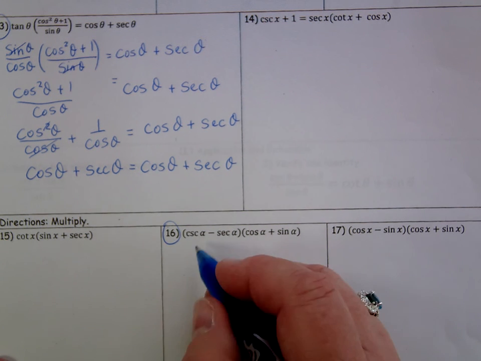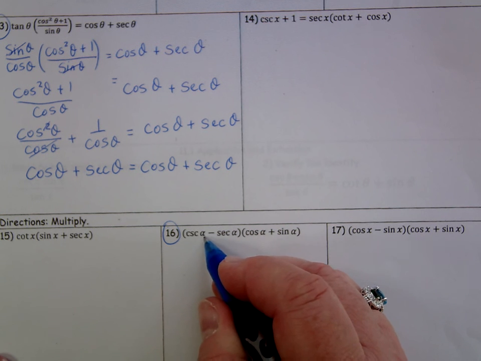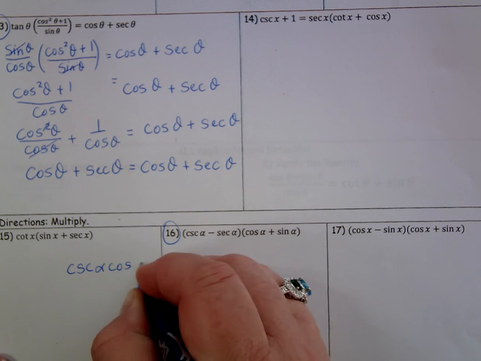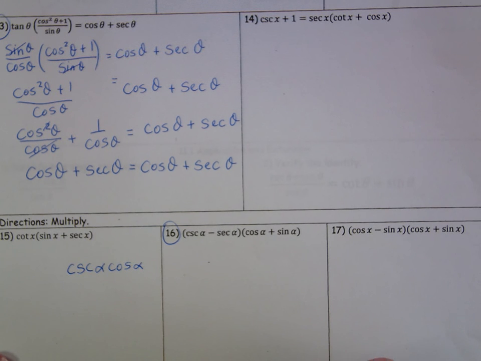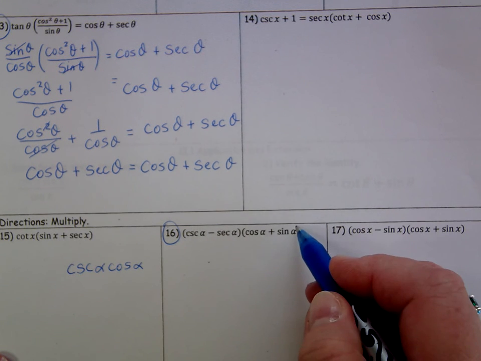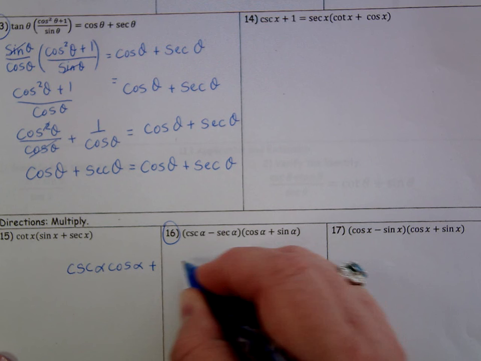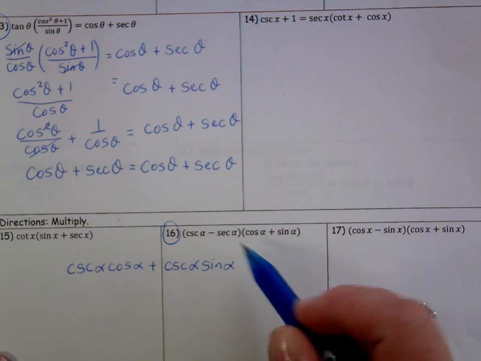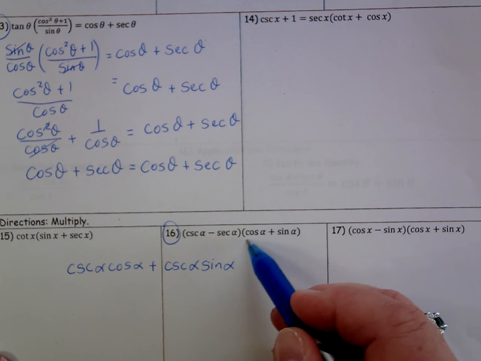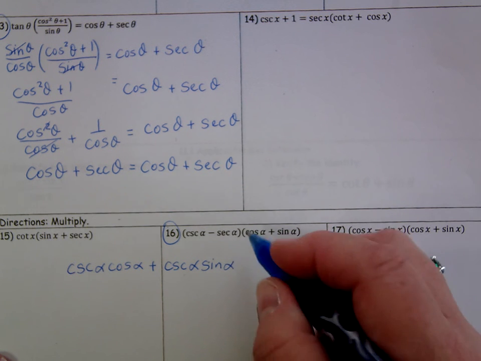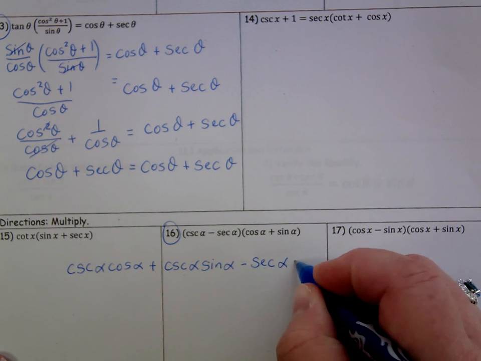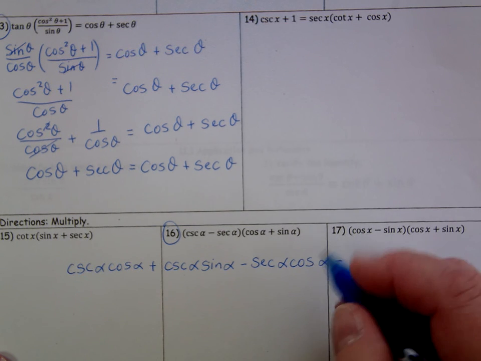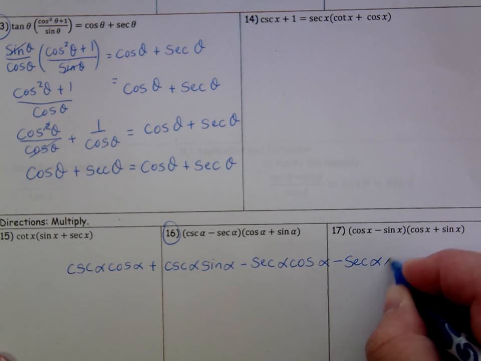So I have cosecant of alpha times cosine of alpha. Cosecant alpha, cosine alpha. They're my first terms. My outer terms are going to give me a plus cosecant alpha times the sine of alpha. That's these guys, the outers. The inners give me a negative secant of alpha and a cosine of alpha. And the lasts give me a negative times a positive is a negative secant of alpha, sine of alpha.